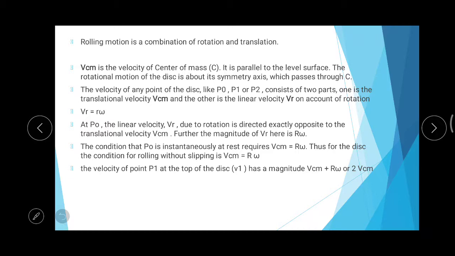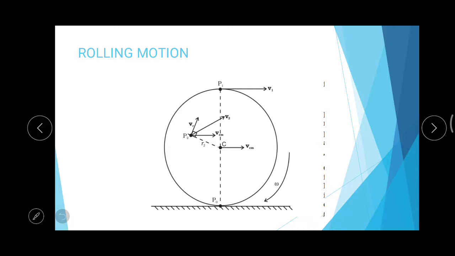Now let us consider the points P0, P1 and P2. Consider that these are three particles. If you are considering the velocity of a particular particle, suppose P2, the velocity has two components. One is the vcm and another one is the vr. The velocity vr is actually the linear velocity which causes the rotational motion. For the particle P2, vr is the linear velocity which causes the rotational motion.